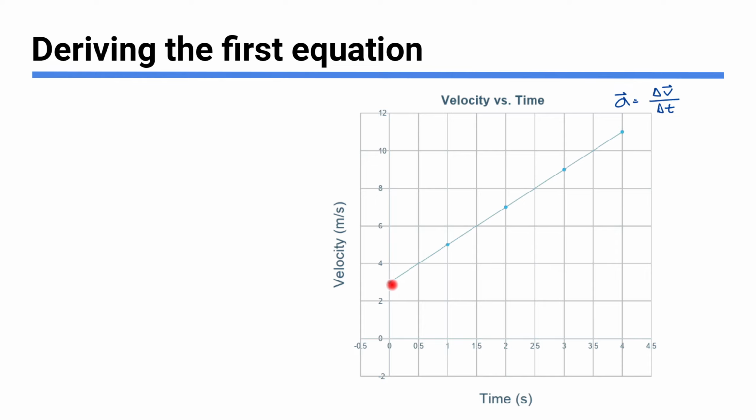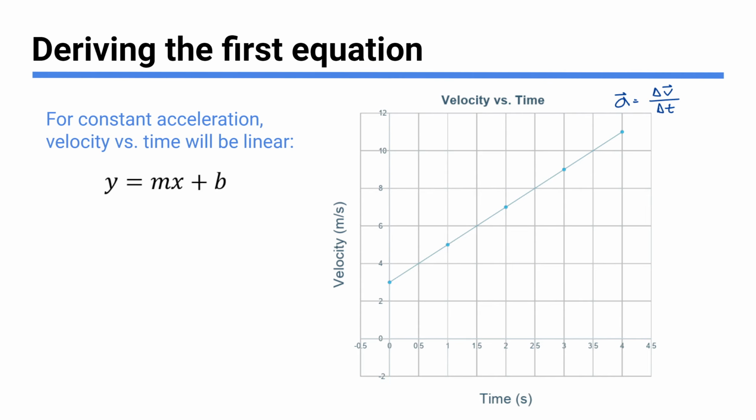Okay, so this is what my velocity versus time graph would look like. And what we can do then is use a linear equation. We're just going to write an equation with a linear form, because that's what we got. By definition, if acceleration is constant, a velocity graph will be linear. So how would we do this? We do good old y equals mx plus b.